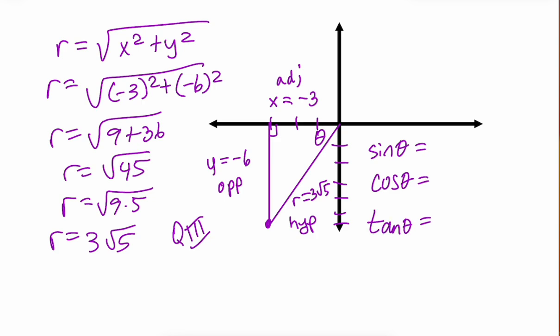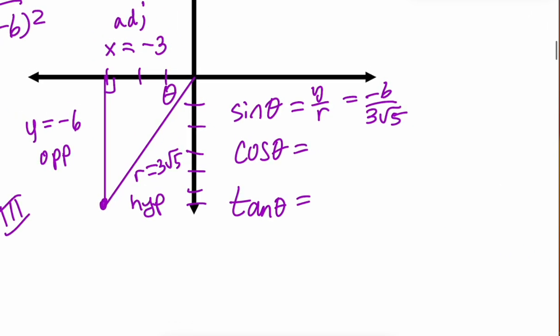So remember, our sine is our opposite over our hypotenuse. So that's going to be y over r, or negative 6 over 3 radical 5. Now, that needs a lot of work. That is not a nice setup. So how could we fix that?